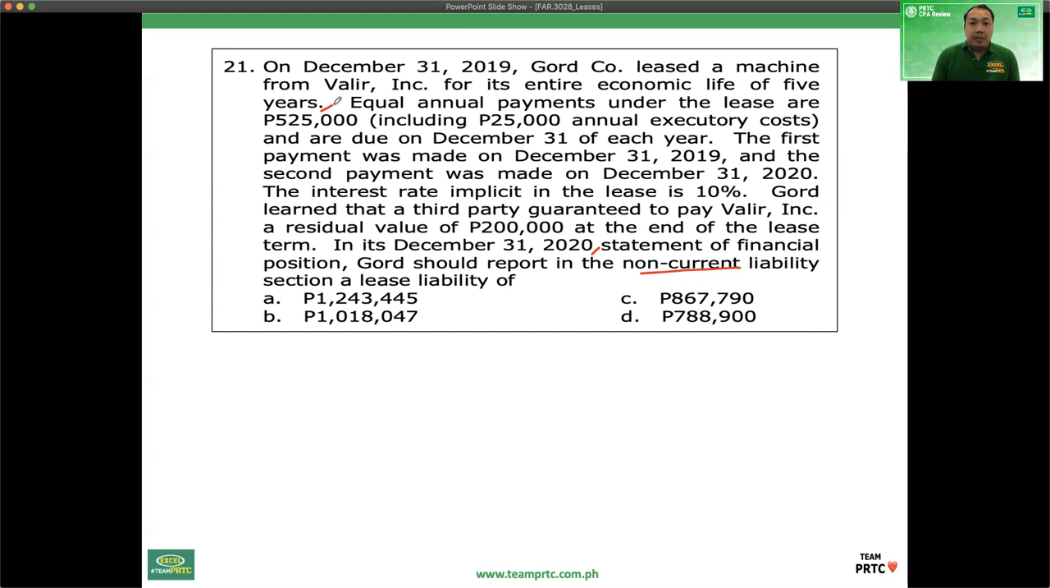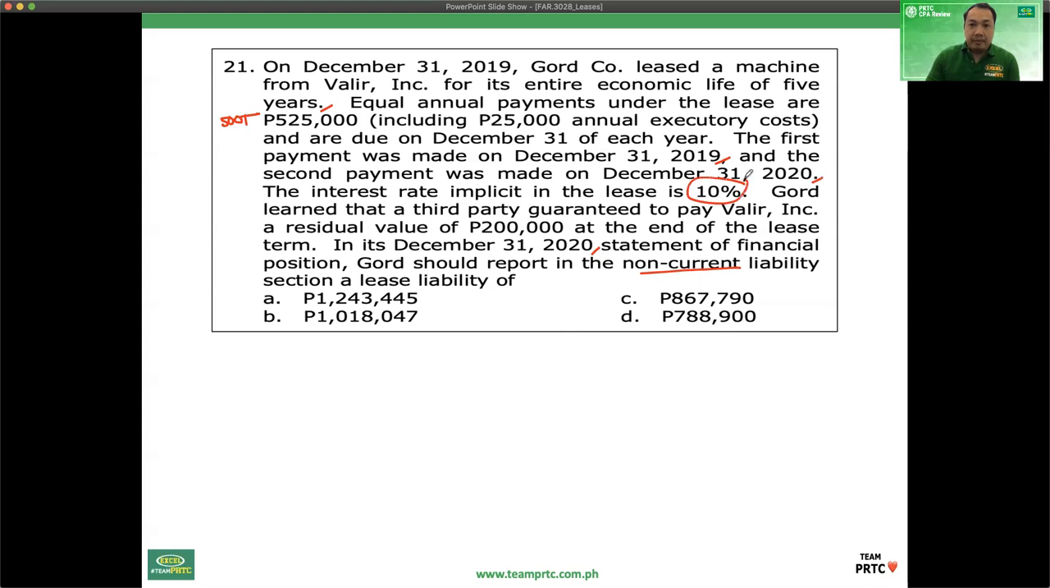So yung executory costs, yan ay costs of ownership. Example yan, maintenance, yan, insurance. Now, ang kasama lang sa lease payments, yung payments for the right to use the underlying asset. Kaya kung payment yan for executory costs, hindi dapat kasama yan sa tinatawag na lease payments. Kaya 525 minus mo yung 25. It should be 500 only. Okay? Now, the first payment was made on December 31, 19, so advance. And the second payment was made on December 31, 2020.